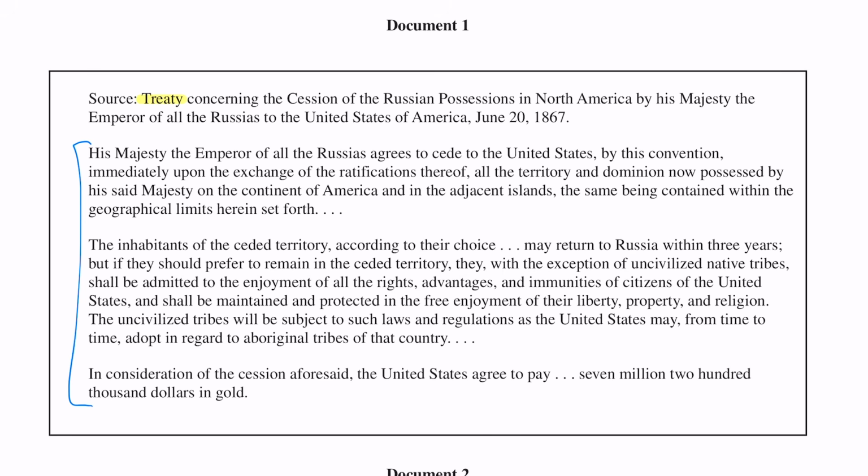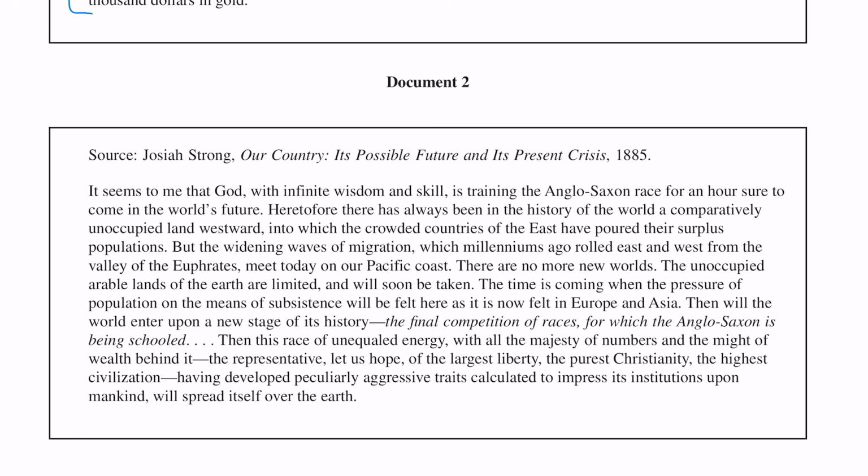So this is a document about land cession. Okay, moving on to document 2. It's from Josiah Strong from a book called Our Country, Its Possible Future and Present Crisis, 1885.